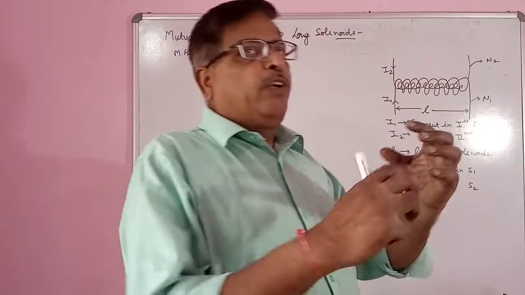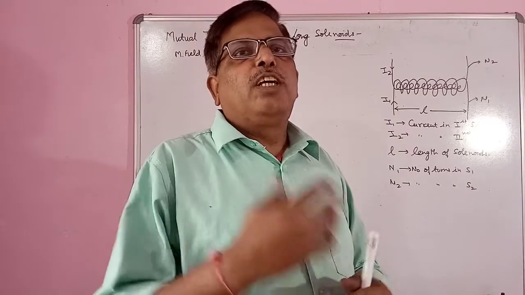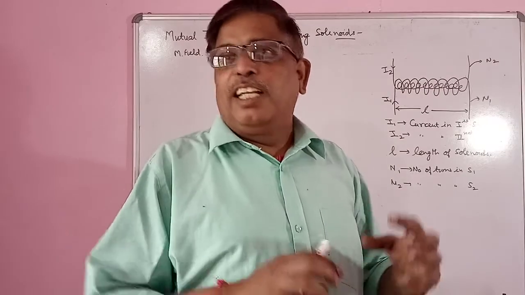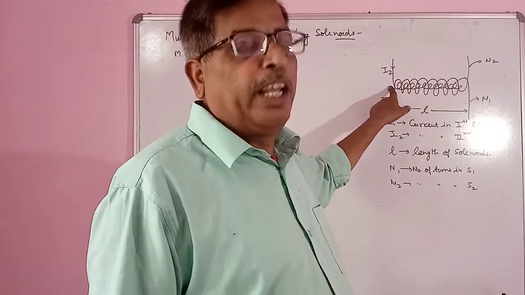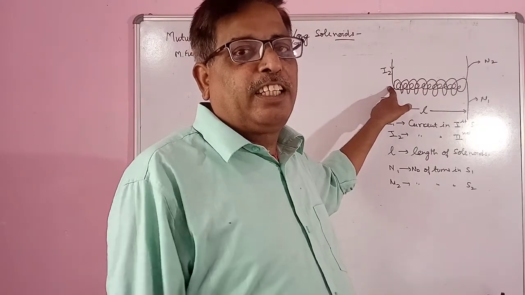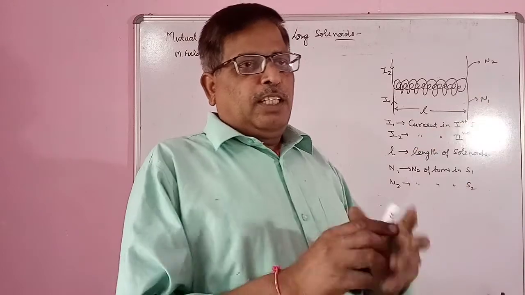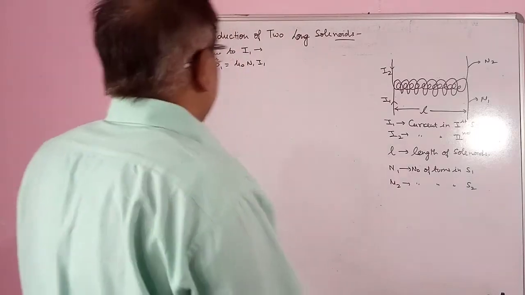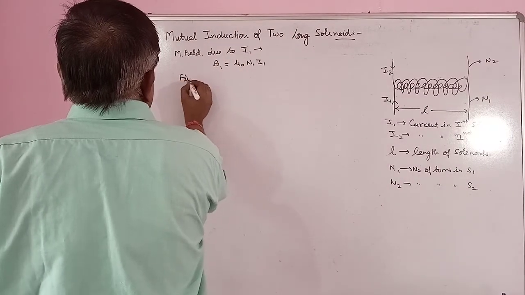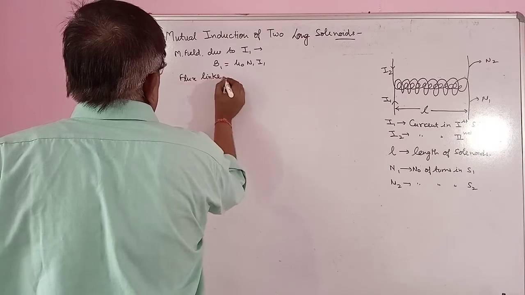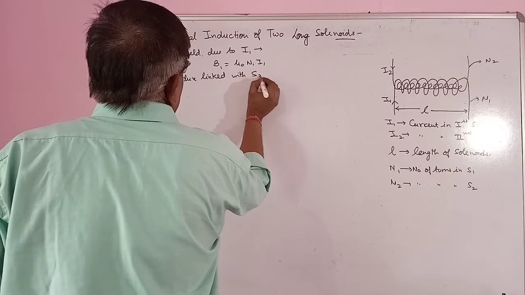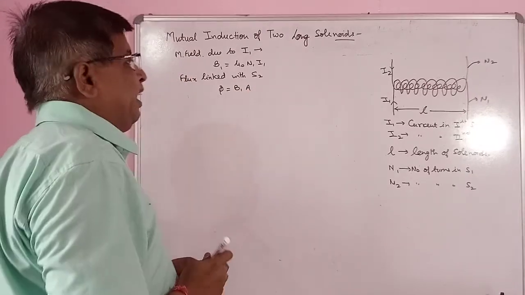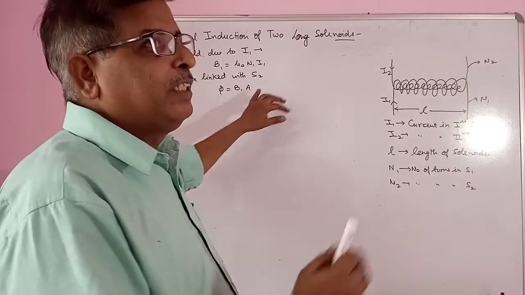अब ये मैग्नेटिक फील्ड जो प्रोड्यूस हुआ, and due to this magnetic field, magnetic field lines are produced, magnetic flux is produced. So this magnetic flux is linked with the second coil. So if A is the area of that coil, then the flux linked with S2, phi equals B1 into A.